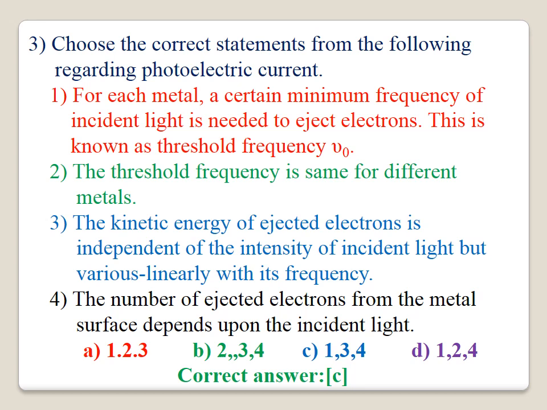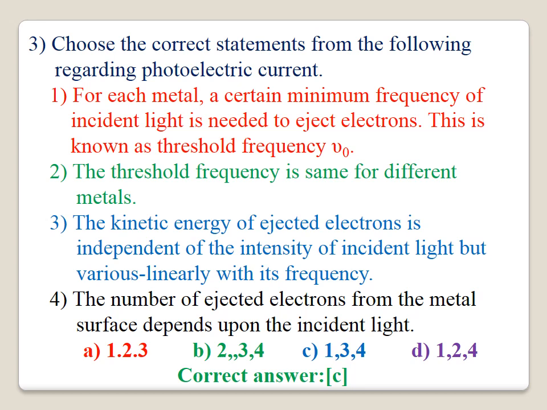Question number 3. Choose the correct statement from the following regarding the photoelectric effect. The first one: for each metal, a certain minimum frequency of the incident light is needed to eject the electron. This is known as the threshold frequency nu 0. It is correct. The second option, the threshold frequency is the same for different metals. It is wrong. The threshold frequency is different for different metals. Therefore, statement 2 is wrong.